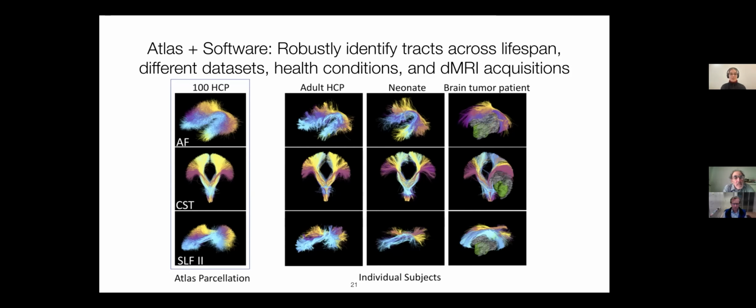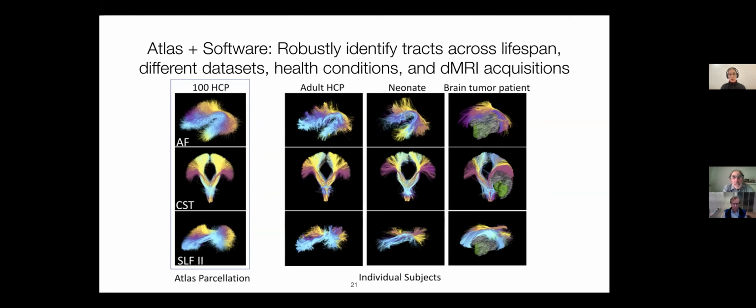But we were kind of amazed we could identify these. This is a neonate from the Developing Human Connectome project. So a very, very high quality diffusion MRI scan of a neonate. And then on the right, you can see a brain tumor patient. This is a scan from Brigham.